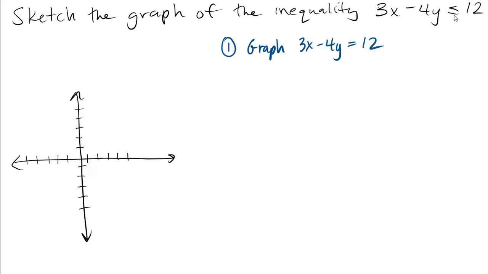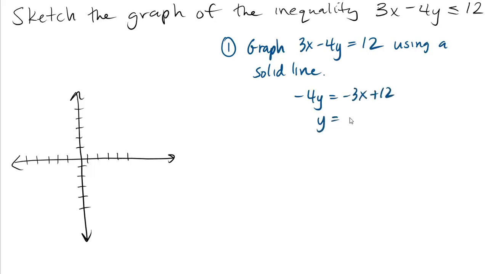Because this is not a strict inequality, because of the or equal to case here, we want to include the points on the boundary, and so we're going to use a solid line. And I guess I just gave that away, but the graph of this is going to be a line. Pause the video and see if you can graph that line. One way to graph this line is to solve for y. You could, for instance, subtract 3x from both sides and then divide by negative 4 and get y equals 3/4 x minus 3.